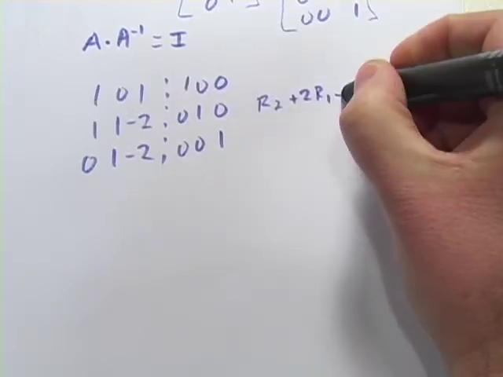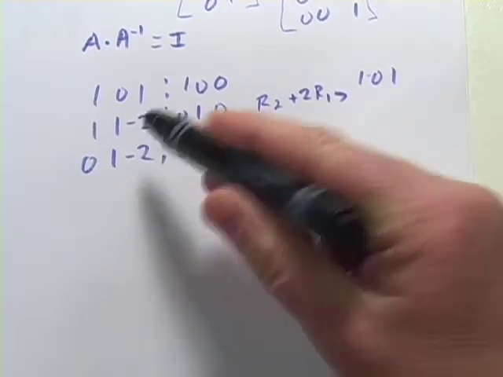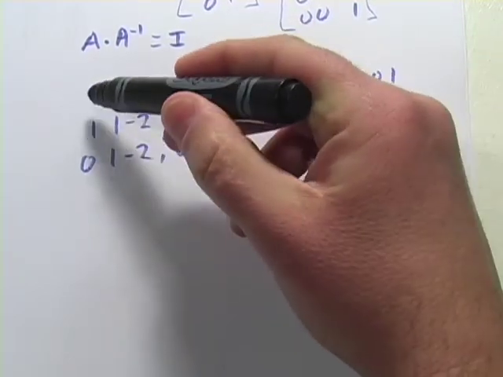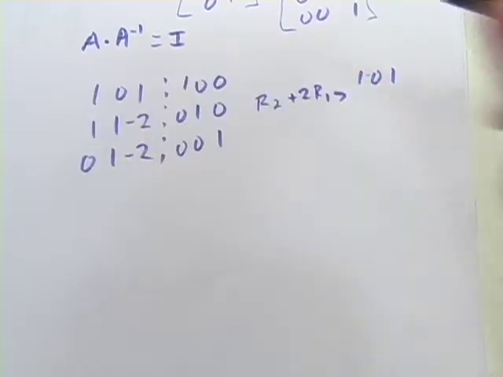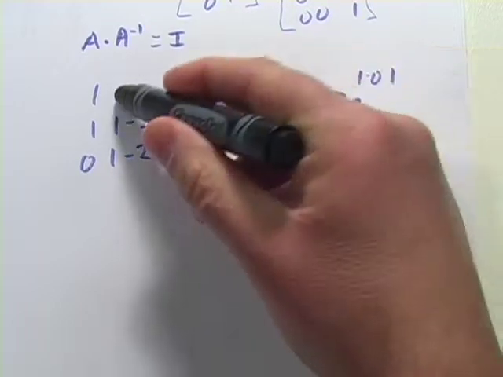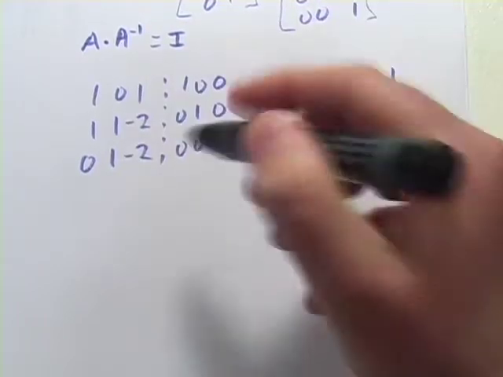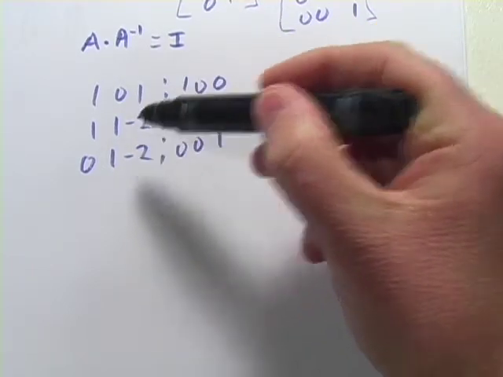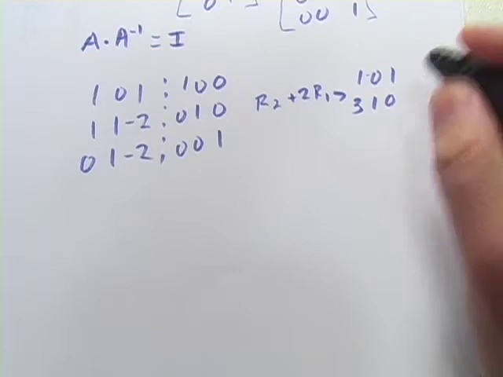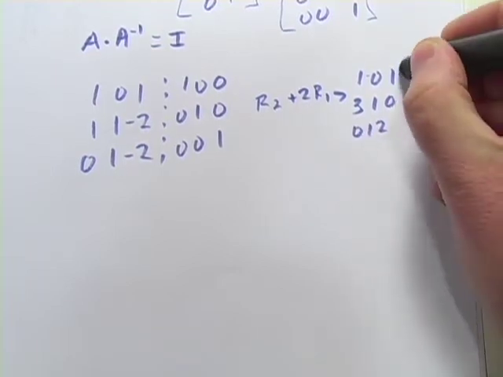What I get when I do that: row 1 stays the same. Row 2 gets 2 times row 1 added to it. So 2 times 1 is 2, plus the 1 is going to be a 3 now here. 0 times 2 is nothing, so the 1 stays the same. And then 1 times 2 is 2, plus a negative 2 is 0. And then we didn't do anything to the third row, so that stays the same. So that's my changes so far.